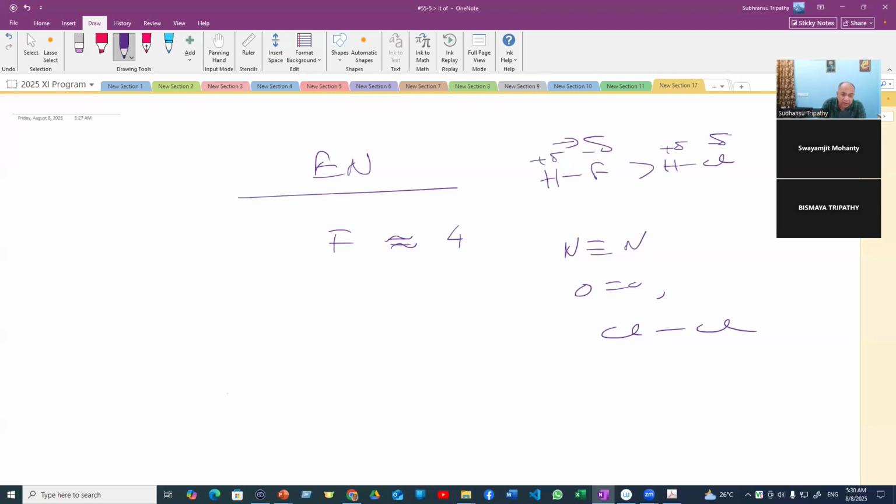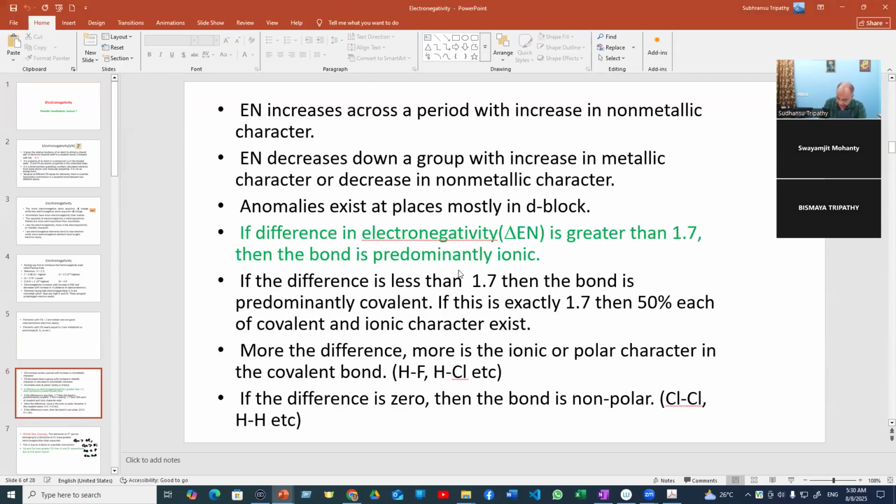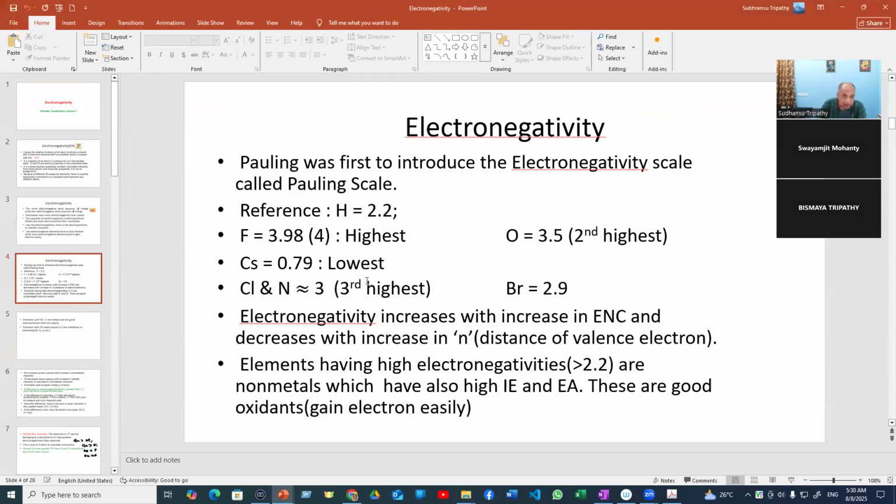And also we know in a period usually... let me show you that particular file, the data, and just remind you. The second highest is that of oxygen, third highest is bromine, 2.9, and if it is around 2 or less, then it will be a metal. Hydrogen is 2.2, and more than 2.2 is non-metal. Chlorine and nitrogen enjoy the third highest, approximately 3. Cesium has the lowest one, 0.79. And these things we already know.